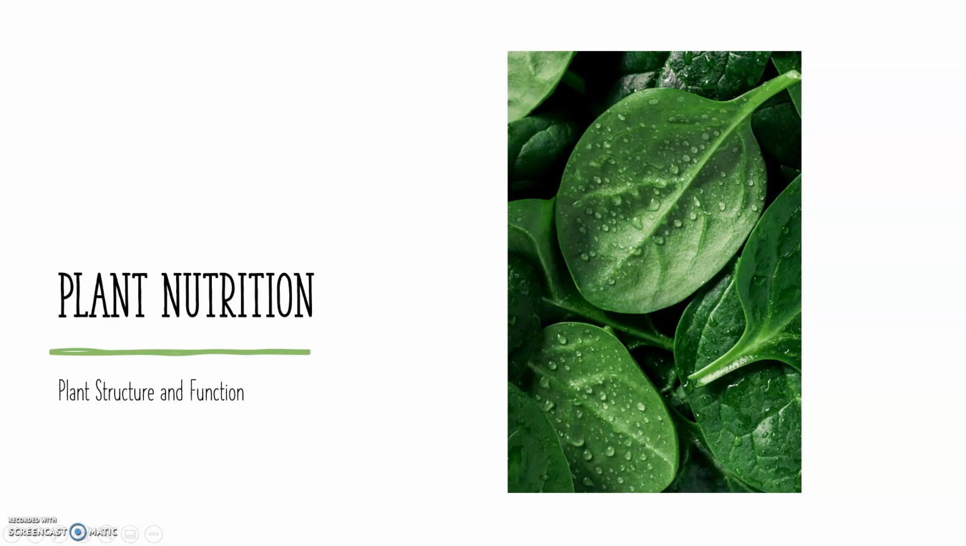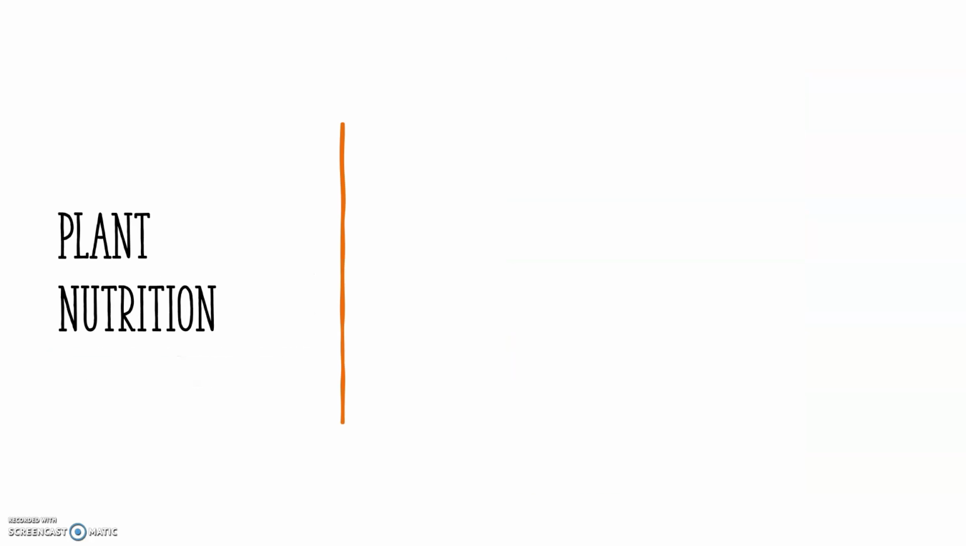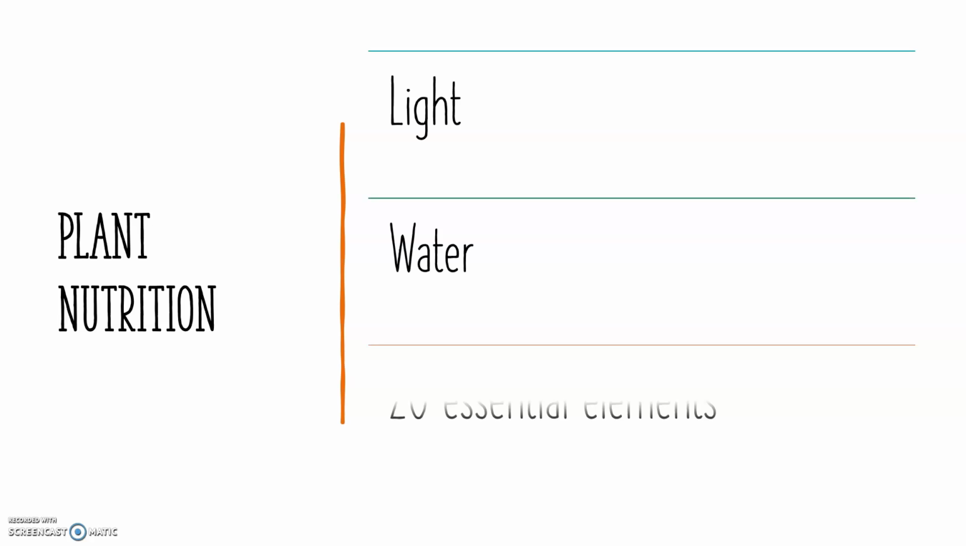This video will describe the basic nutritional requirements of plants. Plants need 3 things to survive: light, water, and 20 essential elements. With these things, plants may not be able to thrive, but they do have the ability to survive.